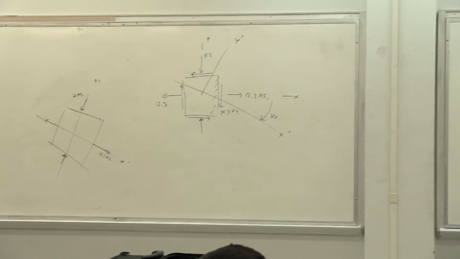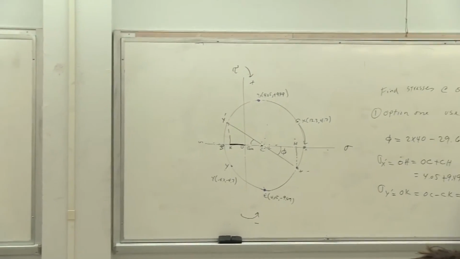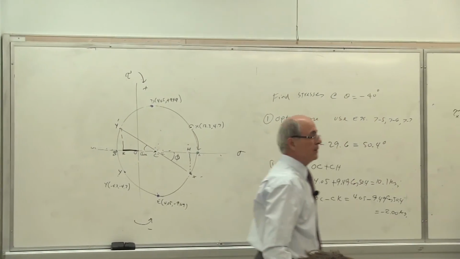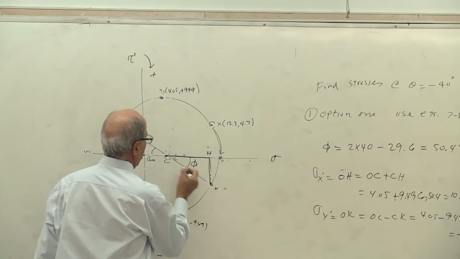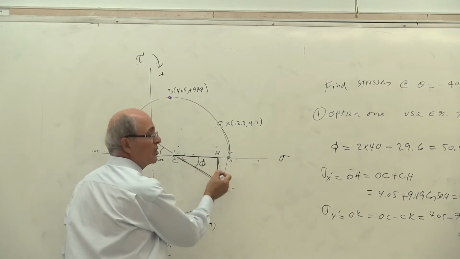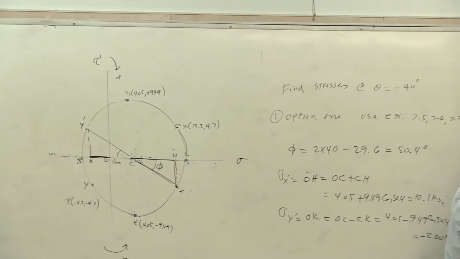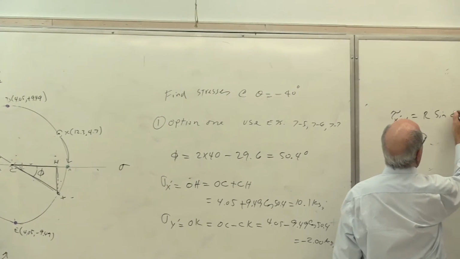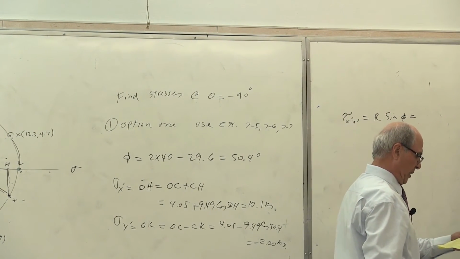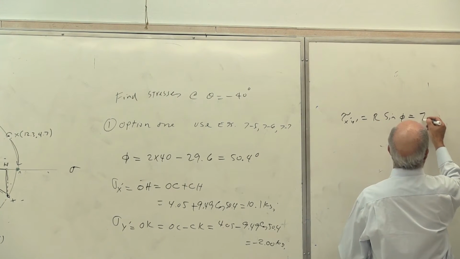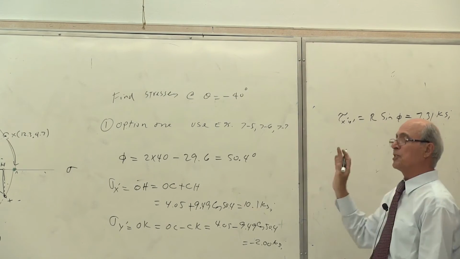So let's calculate tau x prime y prime. Tau x prime y prime is equal to how much? Look at this picture. This is r and this is r sine. Yes or no? So it is r sine of phi. Correct. R sine of phi. And that becomes equal to 7.31 KSI. However, this was not my question.